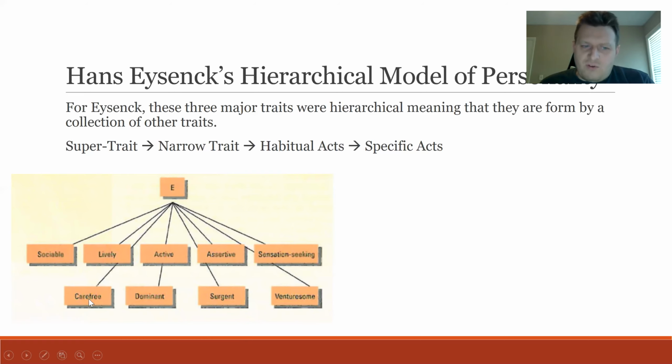Here are some of the narrow traits that add up to extroversion, just to give you some kind of idea of what's going on. So whether or not you're sociable, assertive, active, lively, sensation-seeking, carefree, dominant, surgent, venturesome.